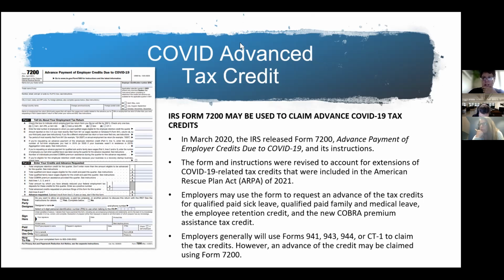I totally just lost my train of thought. I so apologize. If they needed to use these credits before they filed their 941, they would file this for this advanced credit so that they didn't have to pay their employment taxes at the time that it was due. Did I explain that okay?